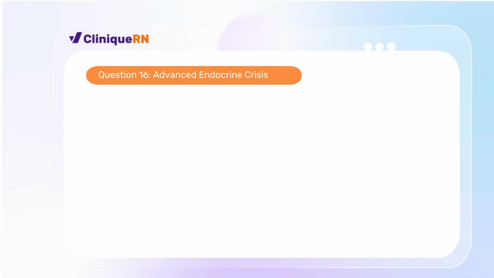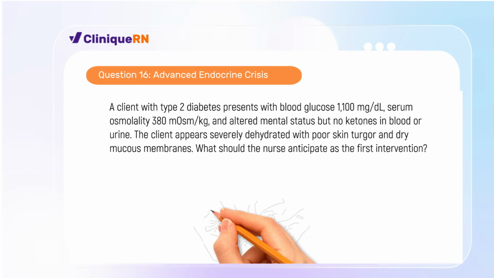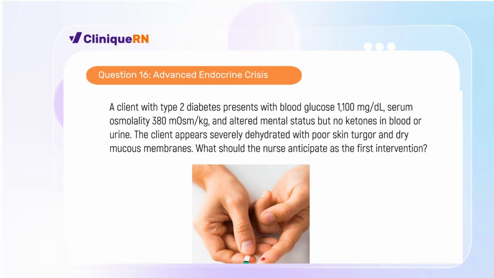Question 16. Advanced endocrine crisis. A client with type 2 diabetes presents with blood glucose 1,100 milligrams per deciliter, serum osmolality 380 milliosmoles per kilogram, and altered mental status, but no ketones in blood or urine. The client appears severely dehydrated with poor skin turgor and dry mucous membranes. What should the nurse anticipate as the first intervention?